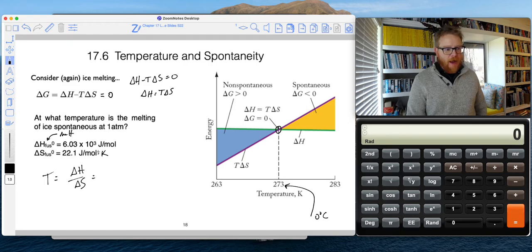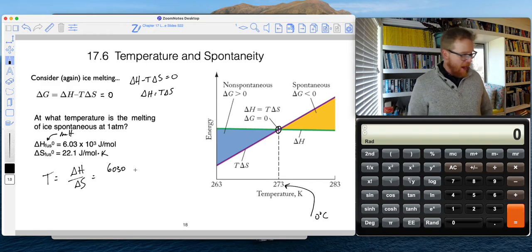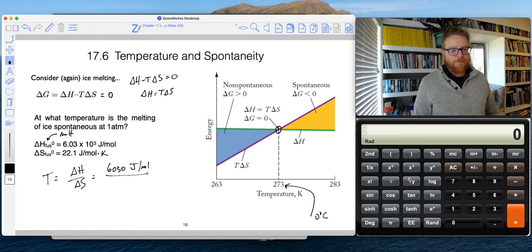Both of them are in joules per mole, so that's good. So 6.03 times 10 to the 3 is the same as 6030. I just wanted to write that out in simplest terms, and that's joules per mole. Now, entropy, recall the units are joules per mole per Kelvin. I forgot that Kelvin right there. So now that's going to be 22.1 joule per mole per Kelvin. So let's do the numbers.